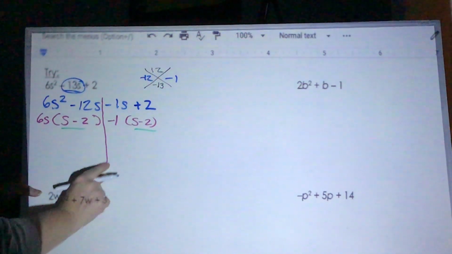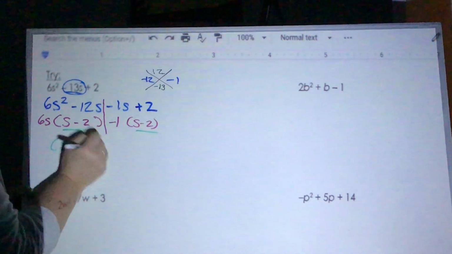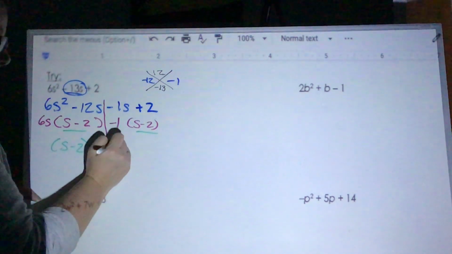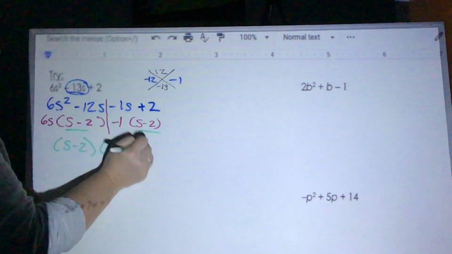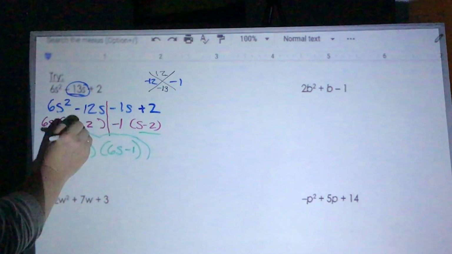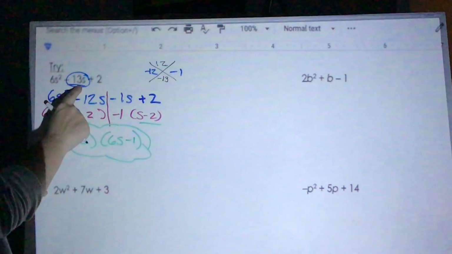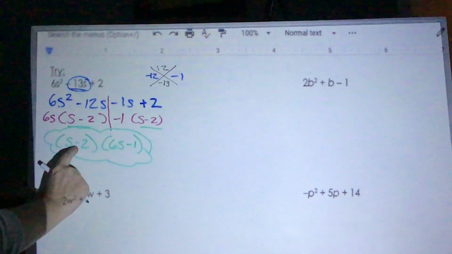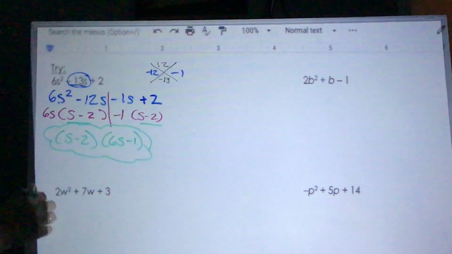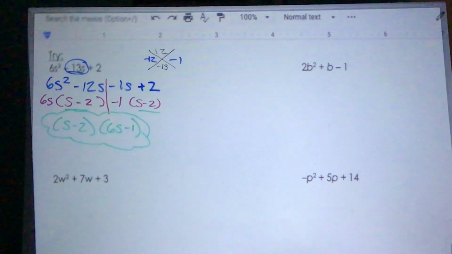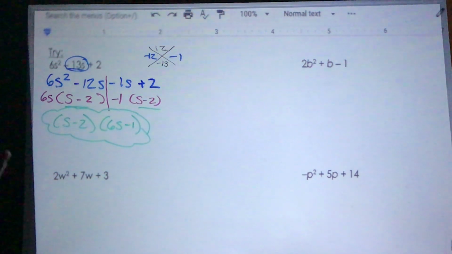Now my answer is going to be the parentheses, so s minus 2, and then my other parentheses is going to be the two GCFs, 6s minus 1. This is the factored form of 6s squared minus 13s plus 2. If I multiply this times this, I will get this. This is called the split or grouping method. So we're going to try the split or grouping method again, and then I'll go back and do these with the lazy method.